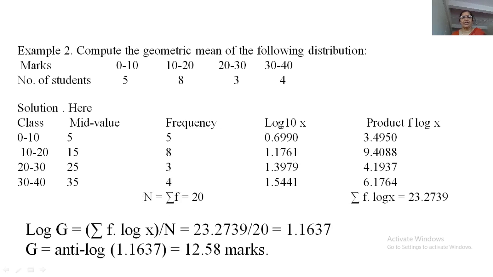Then what I do? I will take logarithm of xi, midpoints. So these are logarithm of xi. Then you take fi into logarithm of xi. That is this value multiplied by frequency, and summation of fi log of xi is 23.2739 divided by 20, that is sum of all frequencies. The value becomes 1.1613. So this is my log G, and therefore geometric mean is equal to antilog of 1.1637, which is 12.58, antilog to the base 10.